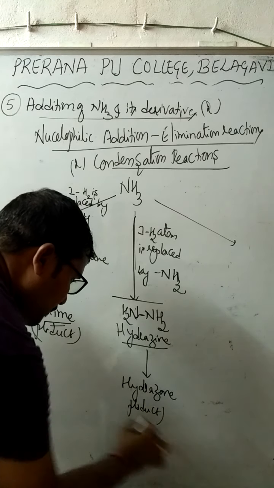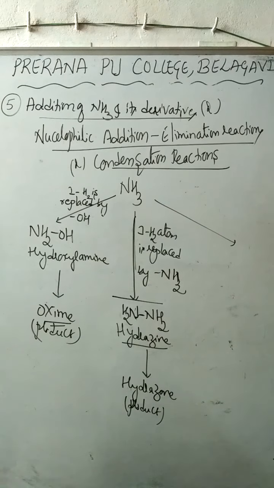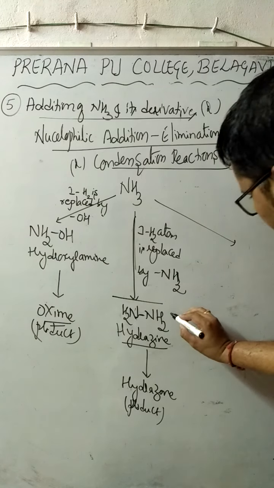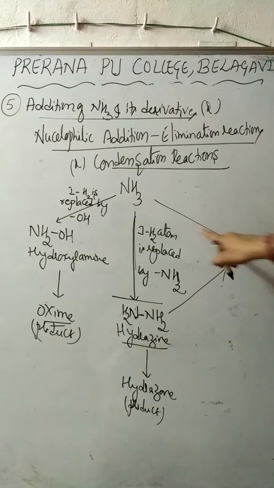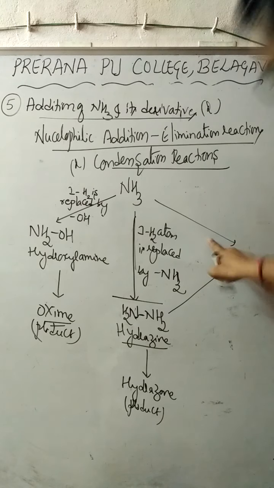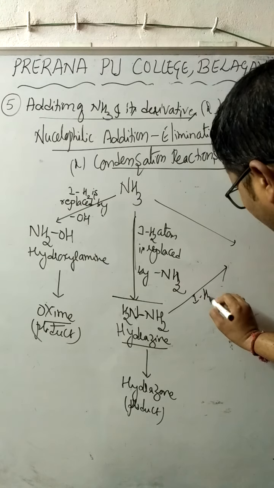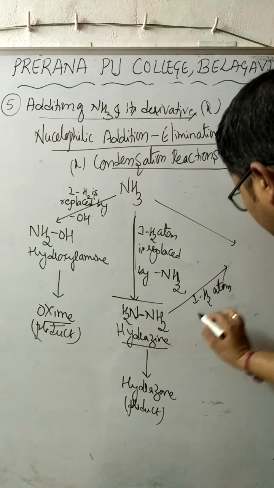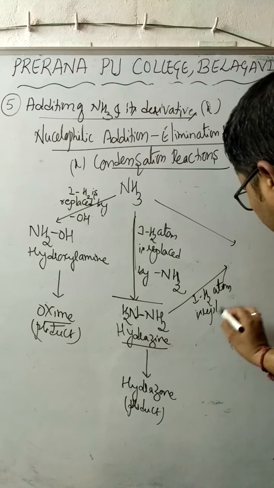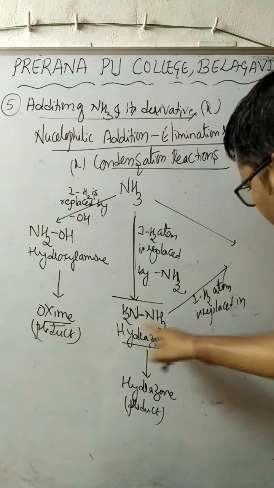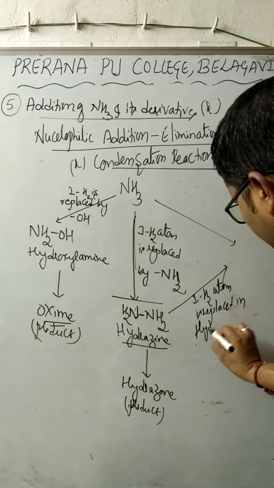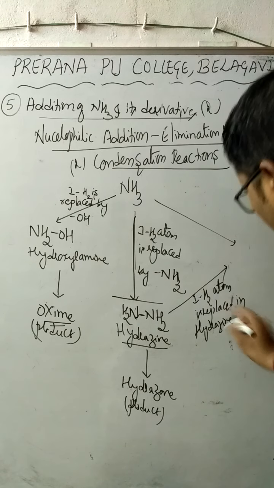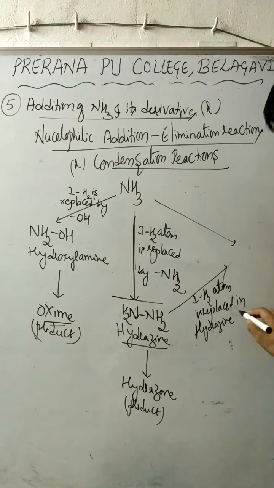So the product obtained is called hydrazone. Next, the third derivative of ammonia is obtained. This is interesting. The third derivative of ammonia is obtained when one hydrogen atom is replaced in hydrazine by a C6H5 group.